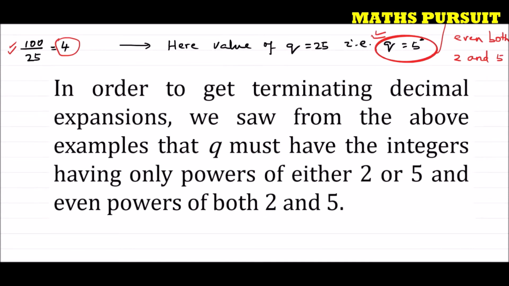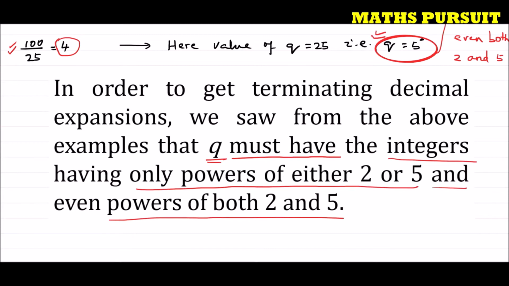If you look at the concluding answer, I have written: in order to get terminating decimal expansions, we saw from the above examples that q must have only powers of either 2 or 5, or powers of both 2 and 5. This is what our answer should be. This is what we observed from the examples.